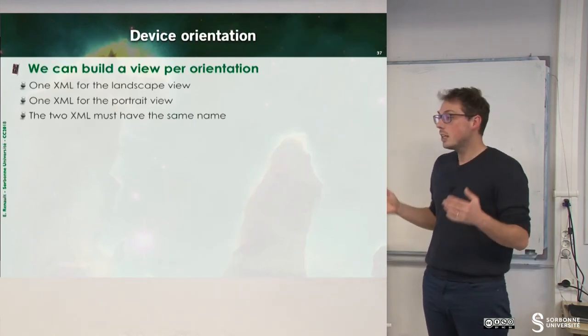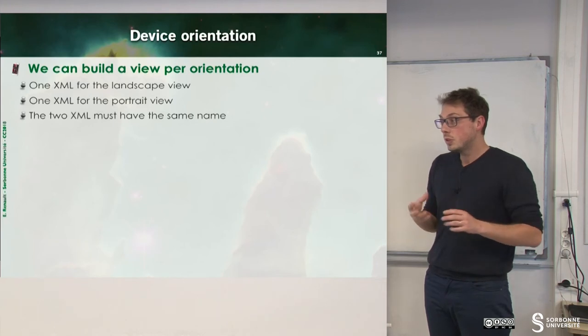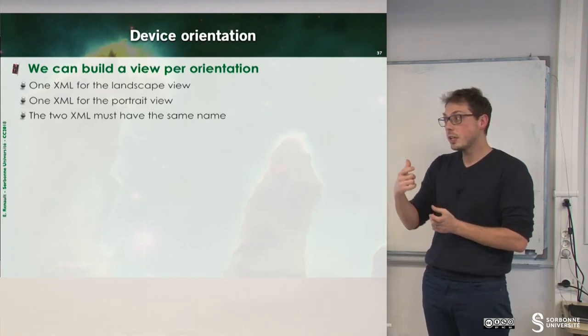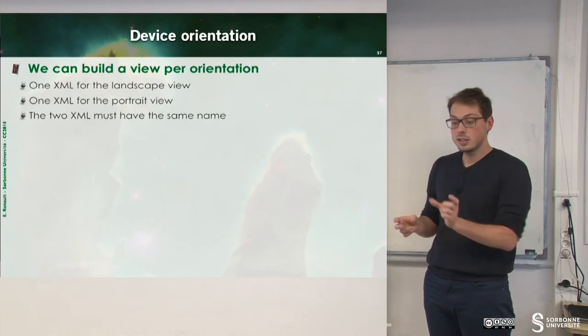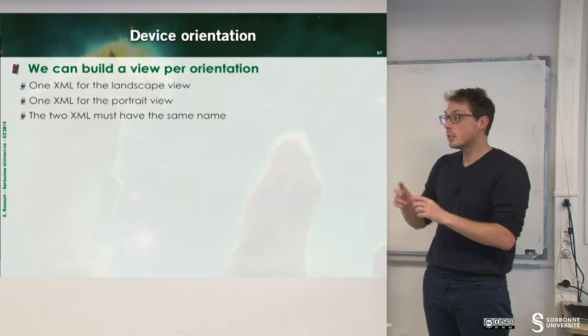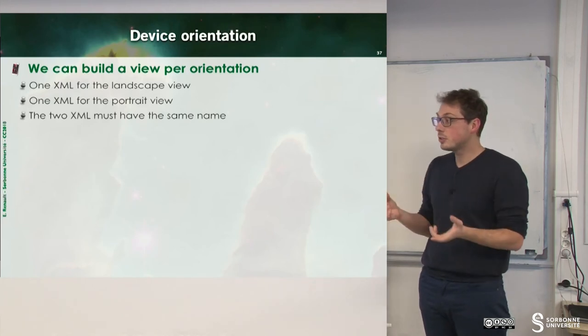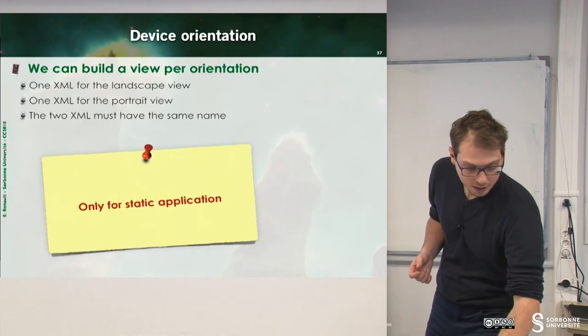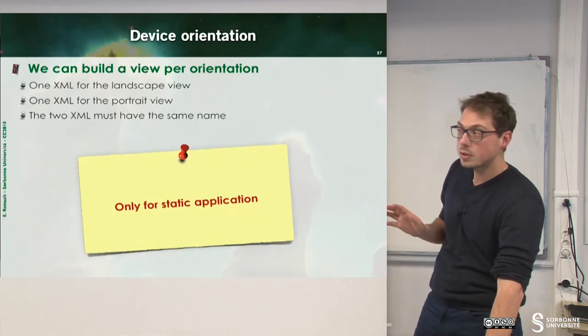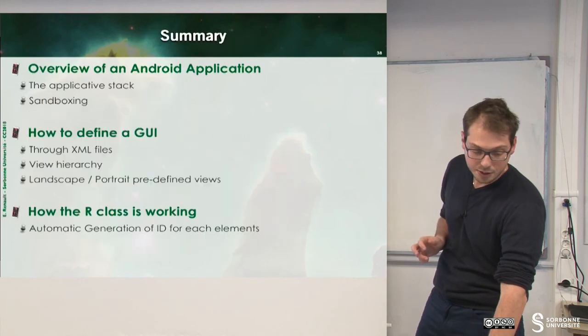So finally, if you want to develop an application which behaves differently in landscape or in portrait, you can define two XMLs and the application will automatically load the right one according to your device orientation. This is only for static applications. I will describe it for dynamic applications later.